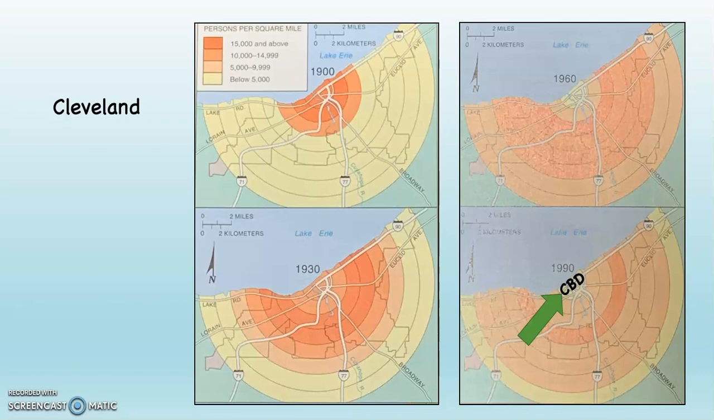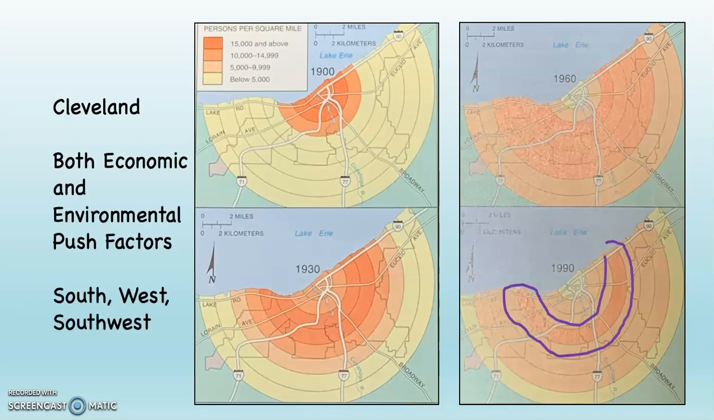In 1990, the CBD is still largely unoccupied. But the edges of the city have also thinned out. And there's one band of population in that area that I just circled that's kind of dense, but the rest of the city, not very much.